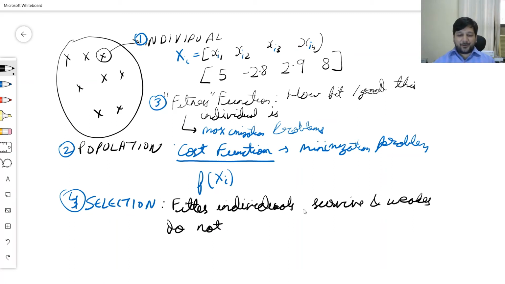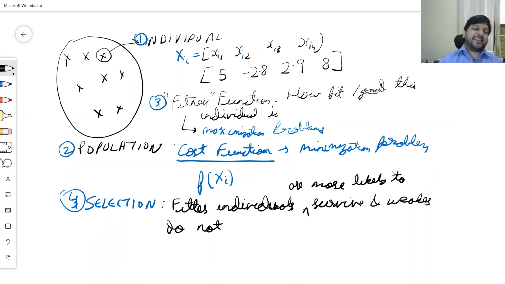And let's make it stochastic, because the natural world is extremely stochastic in nature. Sometimes you see extremely weak people and they survive quite a lot. Sometimes you see extremely weak species and they survive a lot. So the fitter ones are more likely to survive, and the weaker individuals, they do not survive.